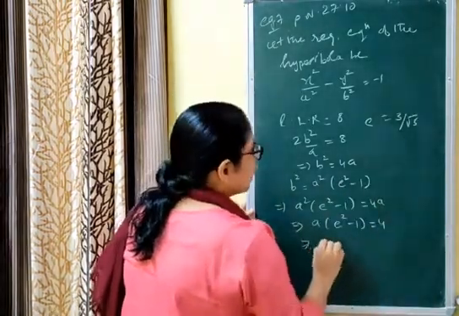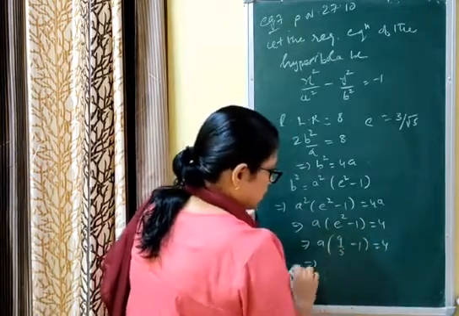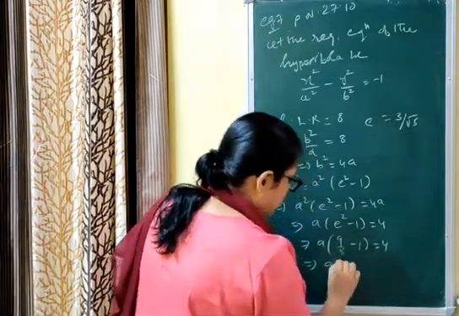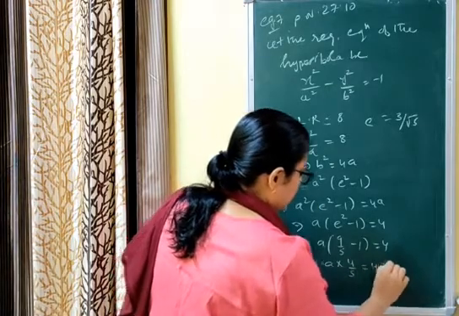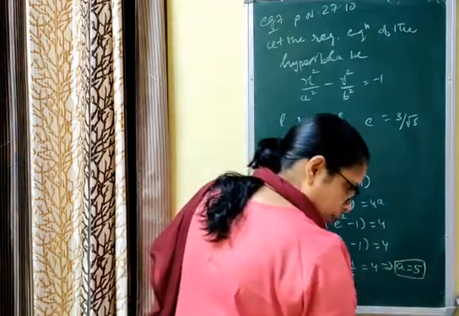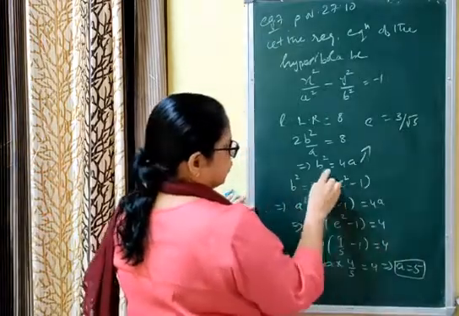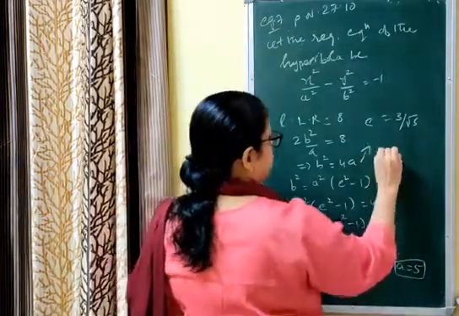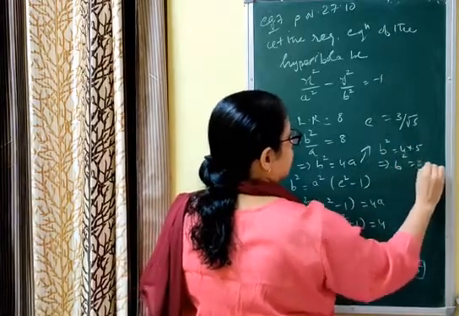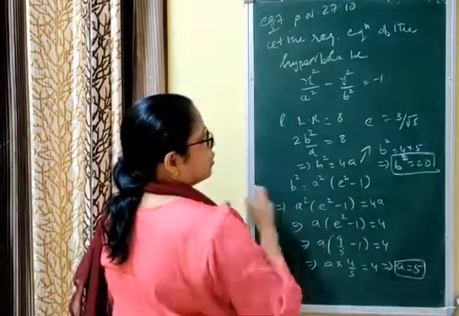By replacing the value of e equal to 3 by root 5, a into 9 by 5 minus 1 equal to 4. That implies a into 4 by 5 is equal to 4, implies a equal to 5. That means you got the value of a equal to 5. Now we can find the value of b square using this equation. By putting a equal to 5, you get b square equal to 4 into 5, implies b square is equal to 20. That means you got the value of a equal to 5 and b square equal to 20.